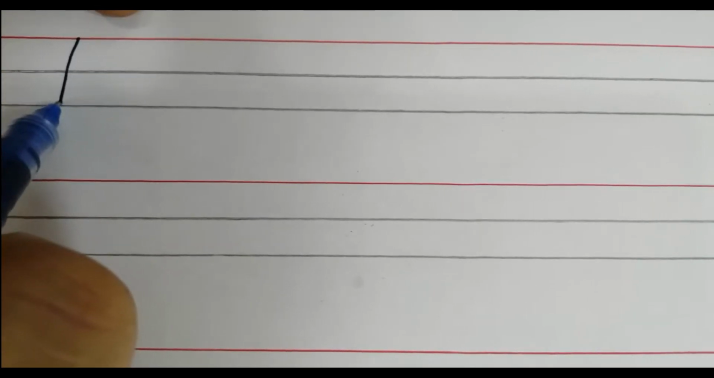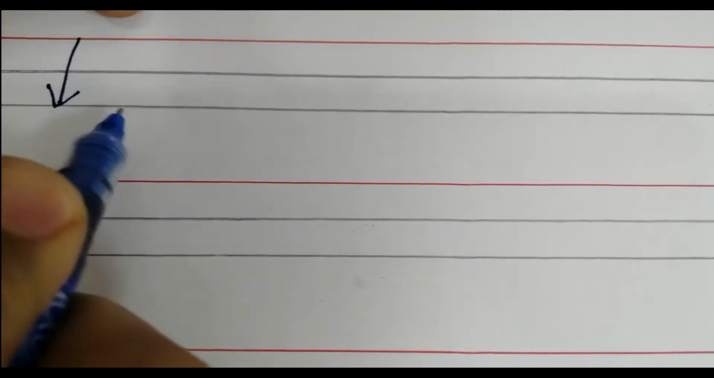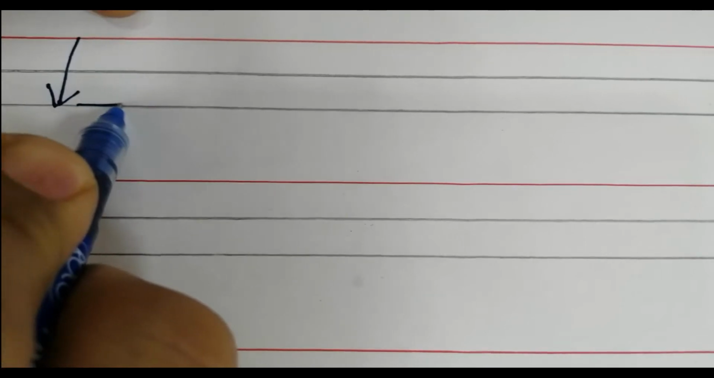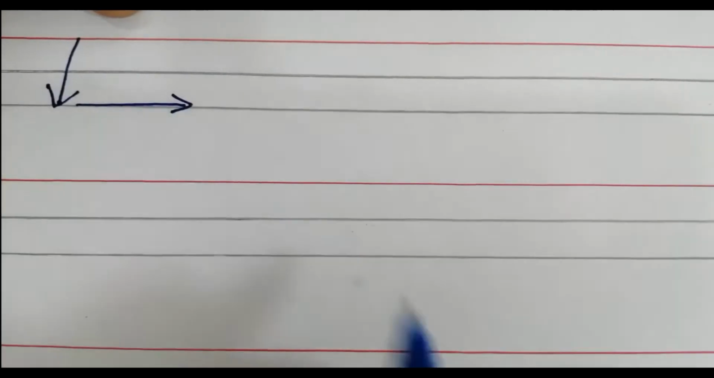Hi dears, today we have a new lesson on how to write between lines. In English, we must write from up to down and from left to right, as you see here.